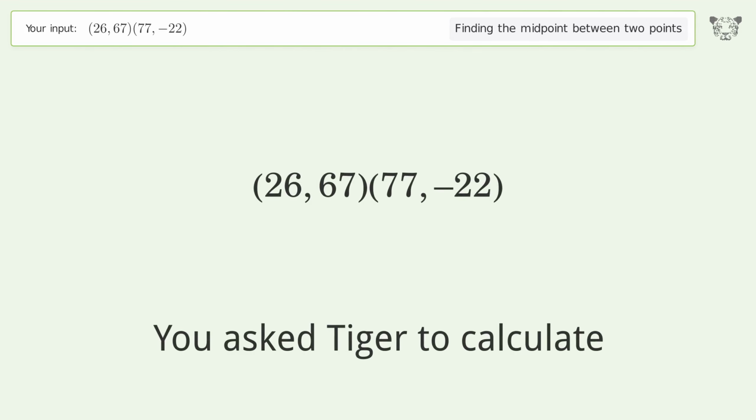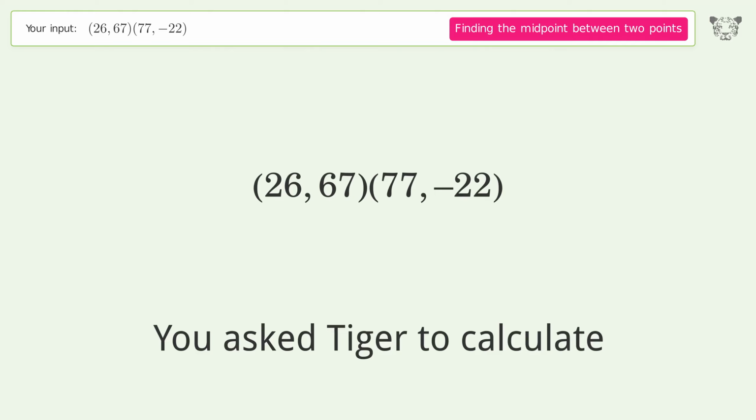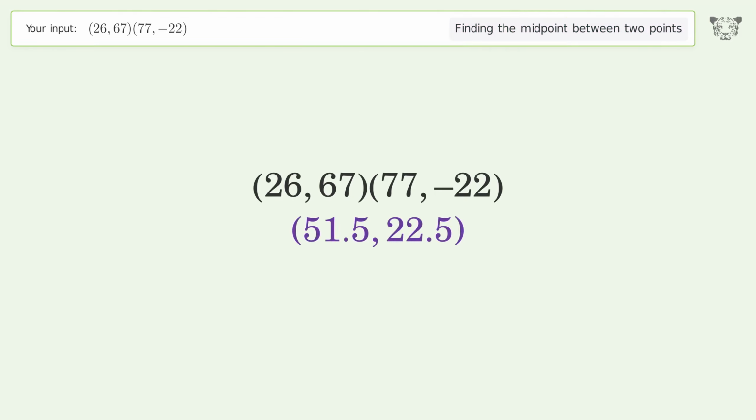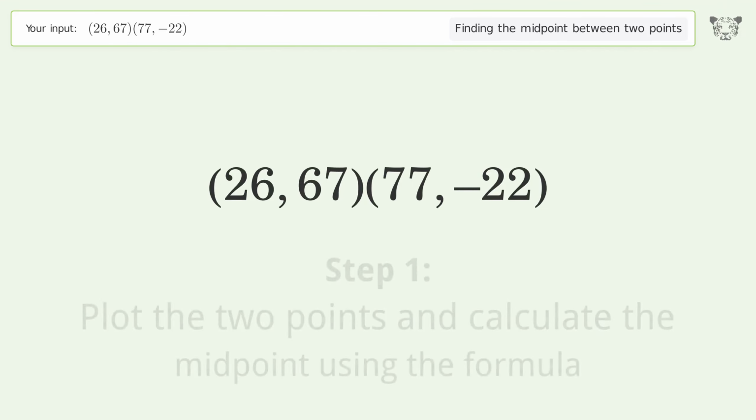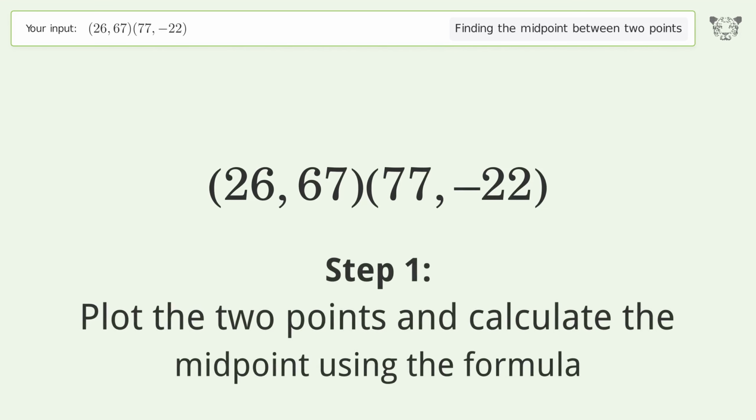You ask Tiger to calculate. This deals with finding the midpoint between 2 points. The midpoint between the 2 points is 51.5, 22.5. Let's solve it step by step. Plot the 2 points and calculate the midpoint using the formula.